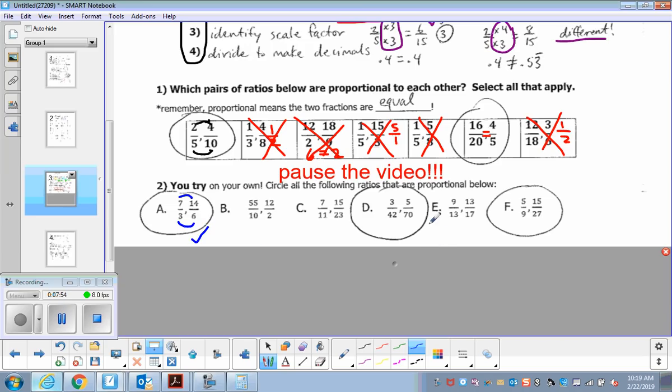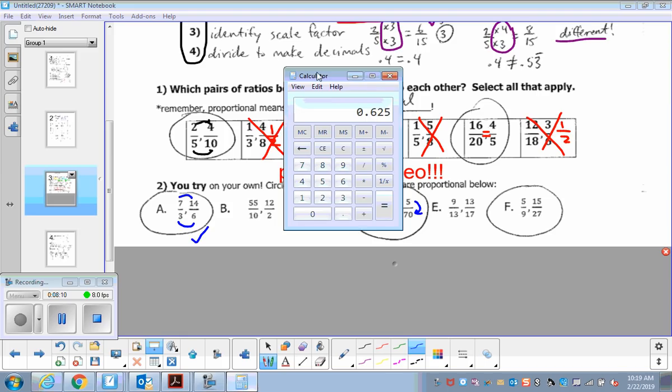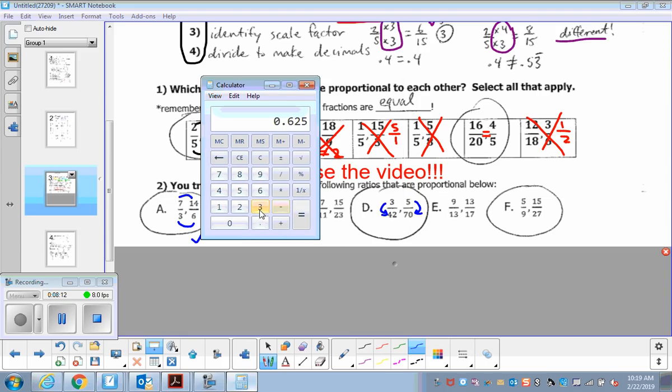For D, I don't see an easy scale factor from left to right. However, I do know that right here, 3 times 14 is 42, and 5 times 14 is 70. I'm guessing you probably wouldn't have caught that. So for this one, if you cross multiply it, let's do 3 times 70. We get 210. Now let's do 42 times 5. Boom, we get 210. So if you cross multiply, you know we'll pick D, they're proportional.